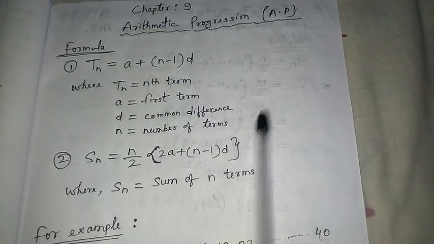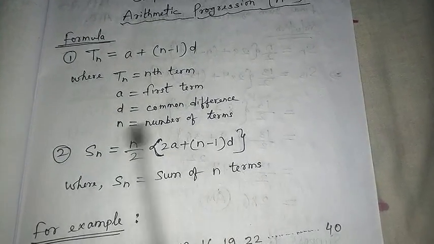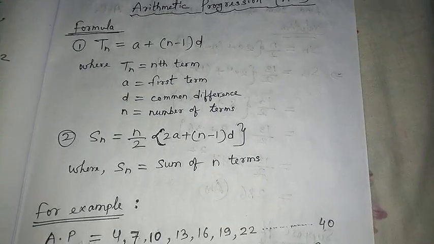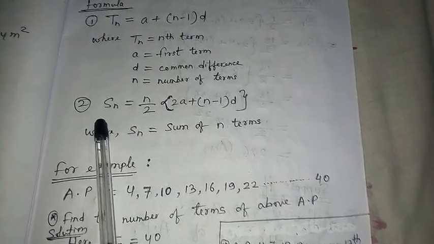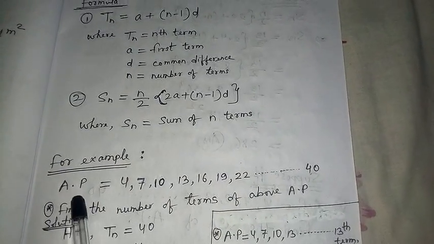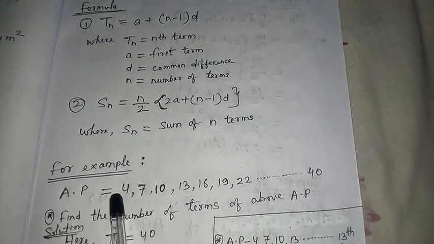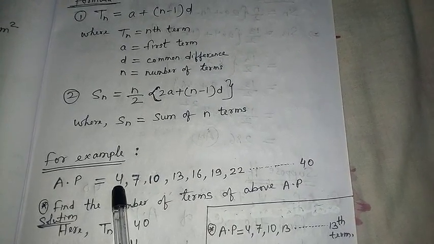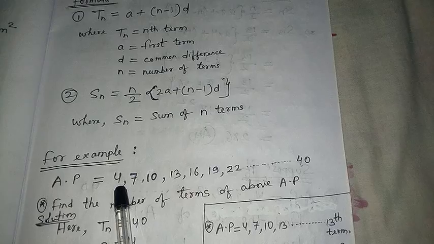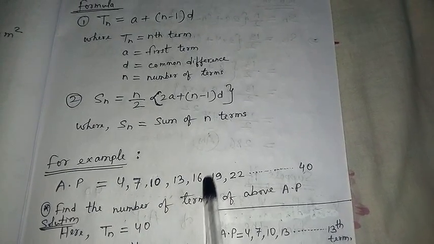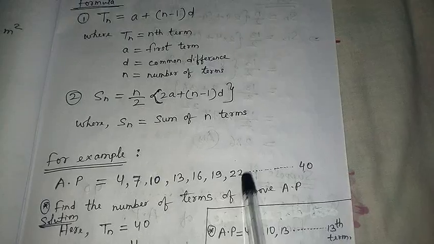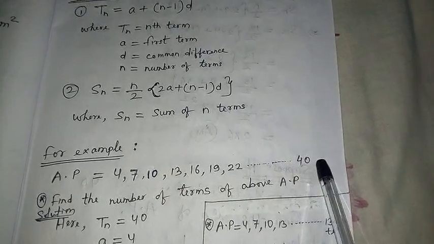Now you might be saying, sir, what is the name of all these terms? We are not understanding. Don't worry, I have an example here. So first let me explain with an example, then I will come to the second formula. Suppose there is an arithmetic progression AP and its series is 4, 7, 10, 13, 16, 19, 22. It goes up to 40.